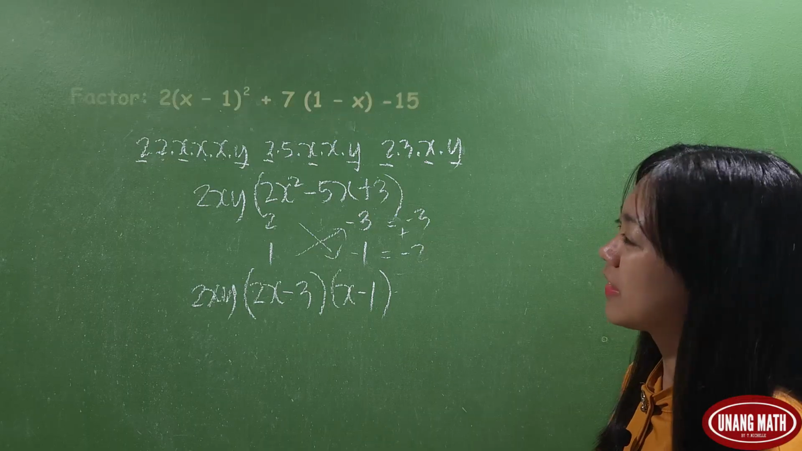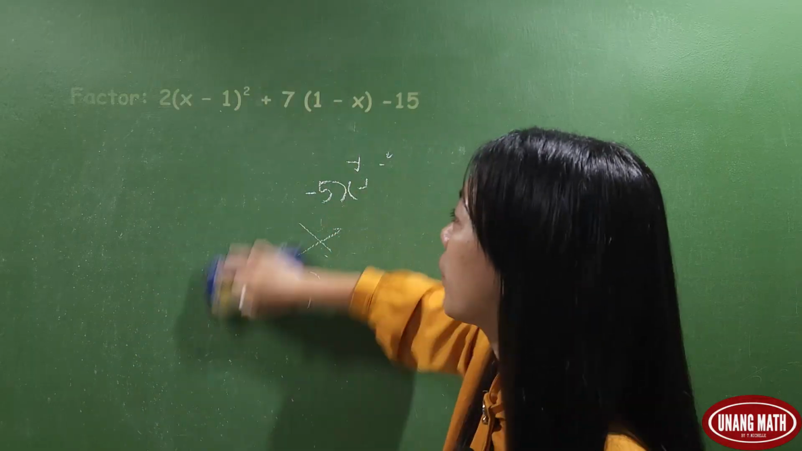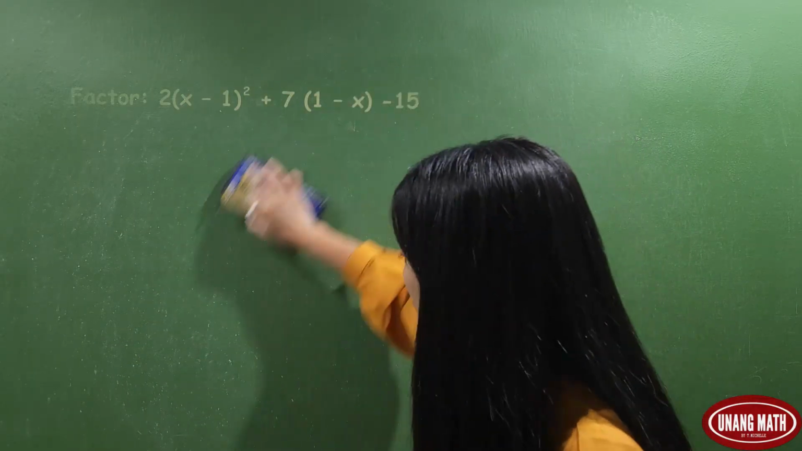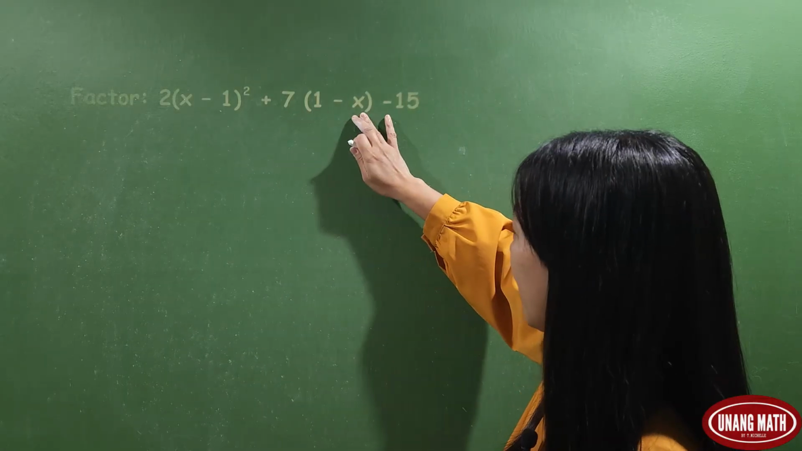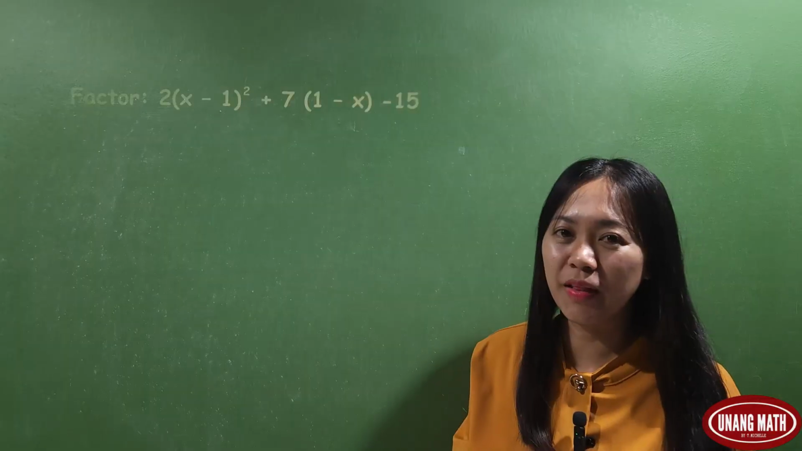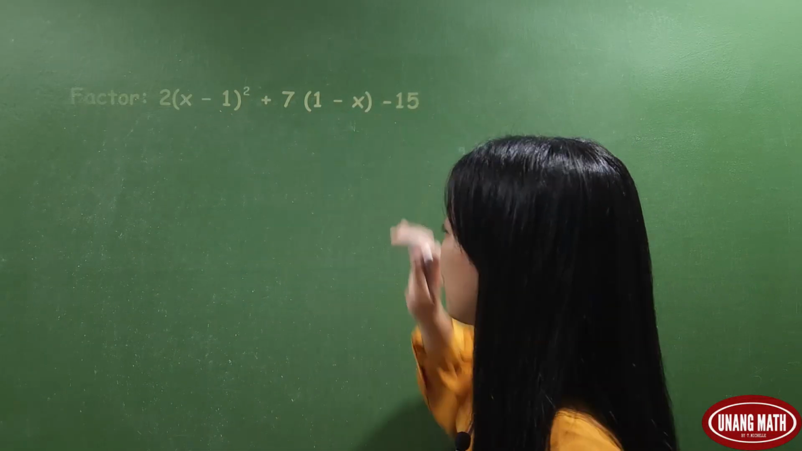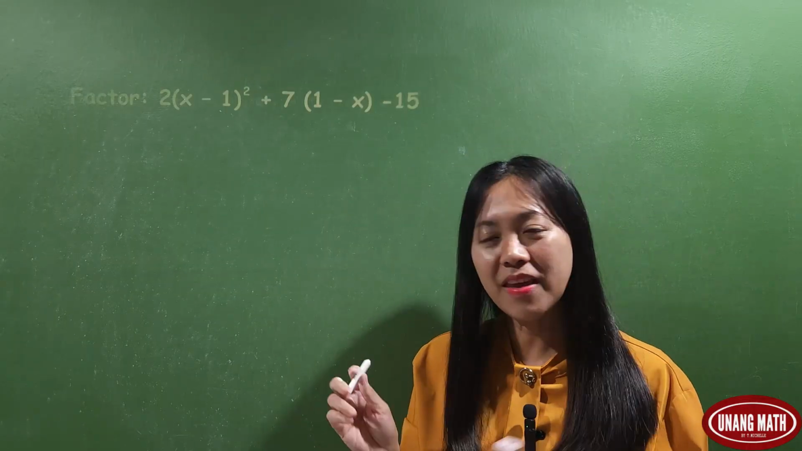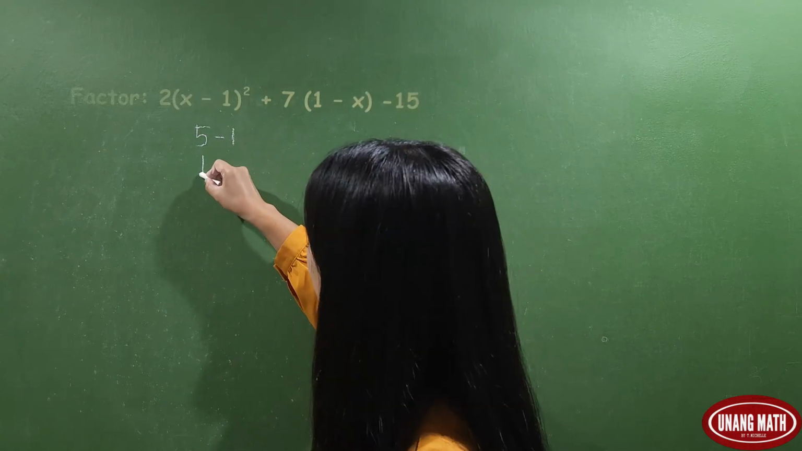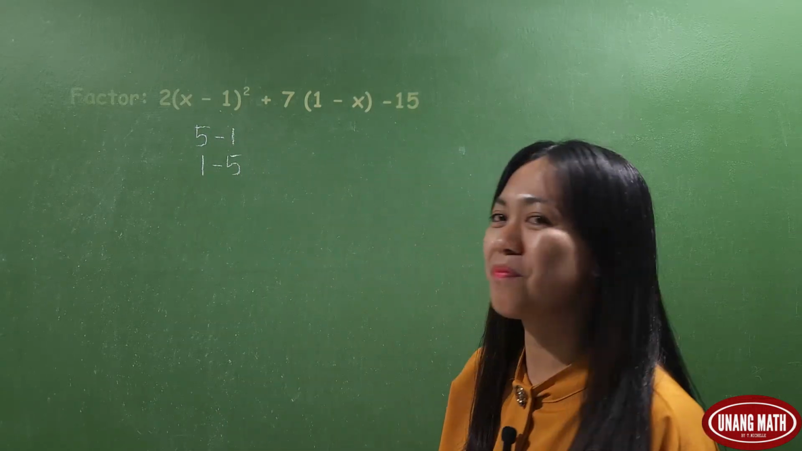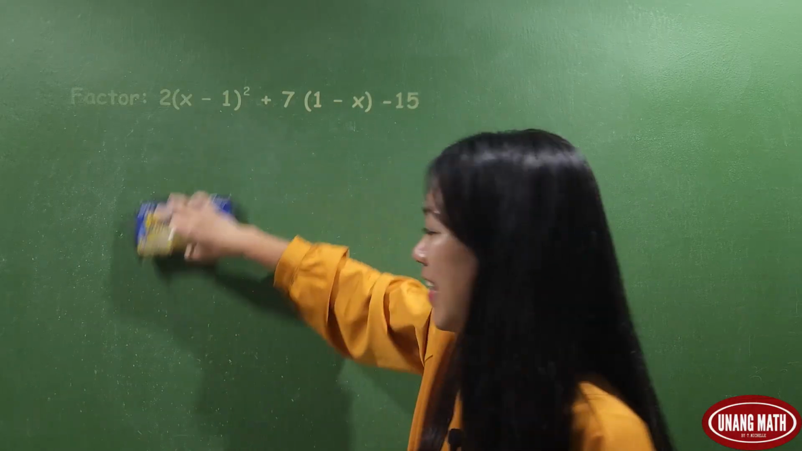Okay, how about this problem? We're going to factor 2 times x minus 1 squared plus 7 times 1 minus x minus 15. At first, you might think x minus 1 and 1 minus x are equal. But these are not equal because 5 minus 1 is not equal to 1 minus 5. So x minus 1 and 1 minus x are not equal.